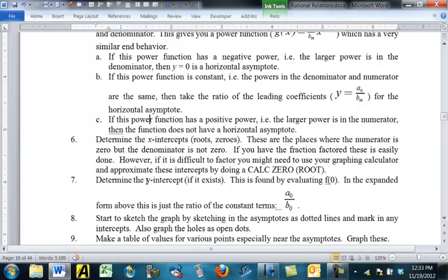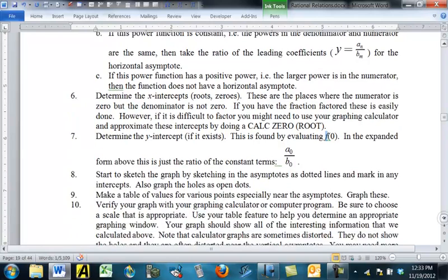Determine the y-intercept if it exists. Okay, and all you have to do there is just plug in x is 0 and see that. And that will be the ratio of these last coefficients, a0 over b0. Of course, if b0 is 0, then it doesn't have a y-intercept.